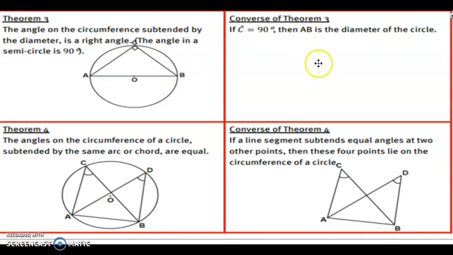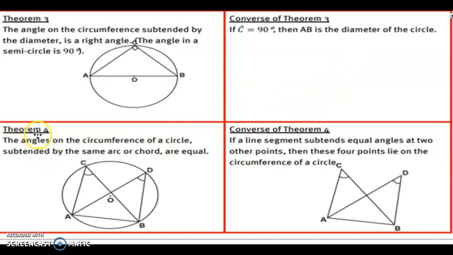The converse of theorem 3. If that angle is 90 degrees, then AB is the diameter of the circle. Immediately knowing this, any right angle triangle will potentially be a triangle on a circle with the hypotenuse equal to the diameter.